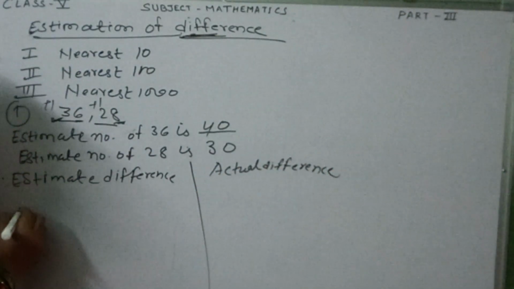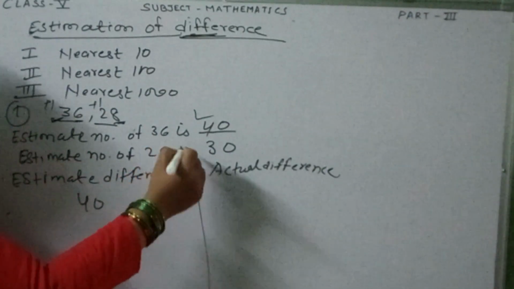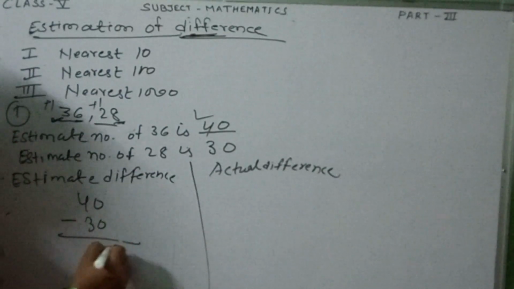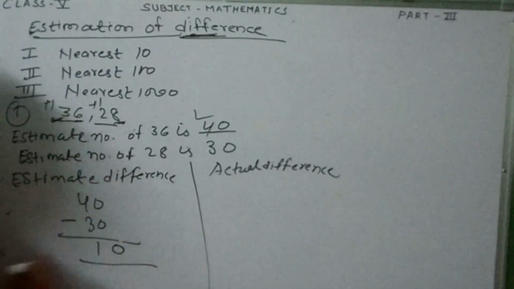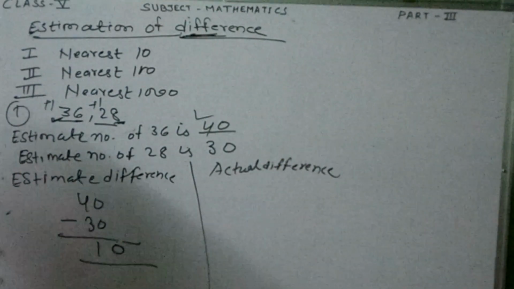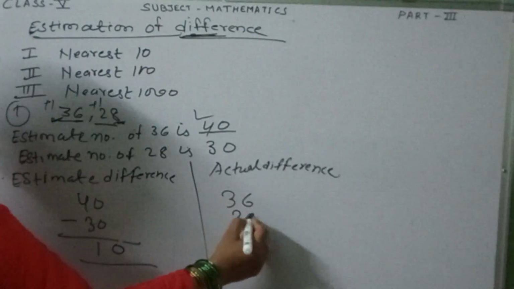Okay. Now estimate difference. What is the estimate value of 36? It is 40, and 28 is 30. Minus: we have to put 0 minus 0 is 0, 4 minus 3 is 1, so 10. So what is the estimate difference of the given numbers? It is 10. Actual difference: write the actual numbers 36 and 28.